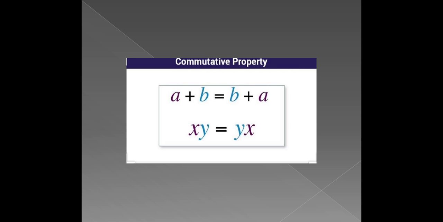Now, student, what is the commutative property? Suppose A and B are two numbers, and after adding A plus B and B plus A, if in both cases we get the same result, then we say that it follows the commutative property. Similarly in the case of multiplication: if we do x into y and y into x, and in both cases we get the same value, then we say that it follows the commutative property.